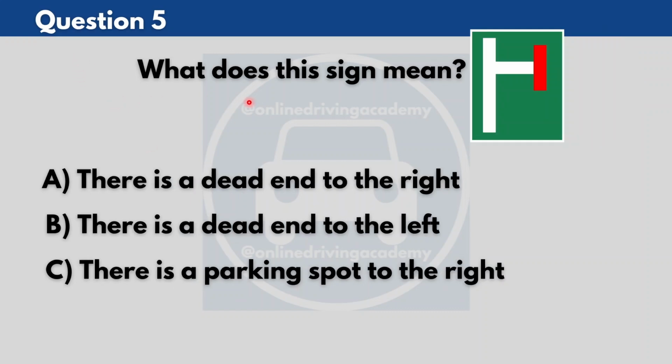Question 5. What does the sign mean? Now we can see a lane going forward, a lane going towards the right hand side, and then there's a dead end there. So is it option A, there's a dead end to the right? Is it option B, there's a dead end to the left? Or is it option C, there is a parking spot to the right? Correct answer will be option A.